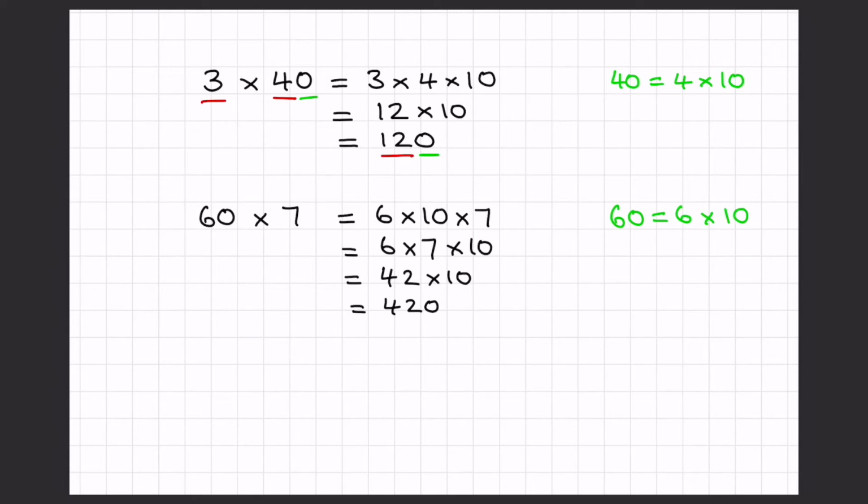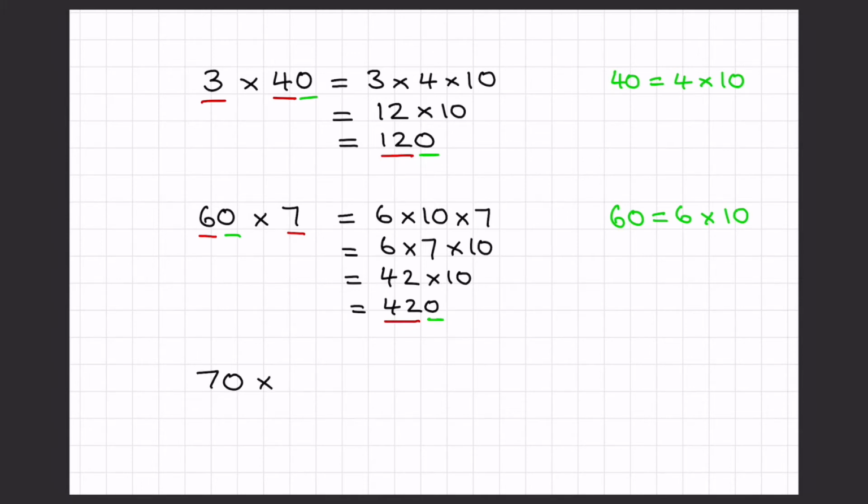Again, let's look at the original question, which was 60 multiplied by 7. So we have the 6 and the 7. 6 multiplied by 7 is 42. And then, of course, we have the naught. Remember, the naught is representing the 10 because we had 6 lots of 10. So we then put the naught on the end. So hopefully you can see what's going on.